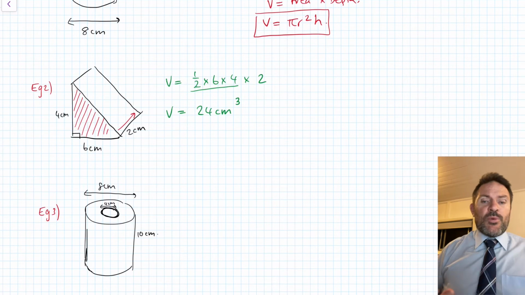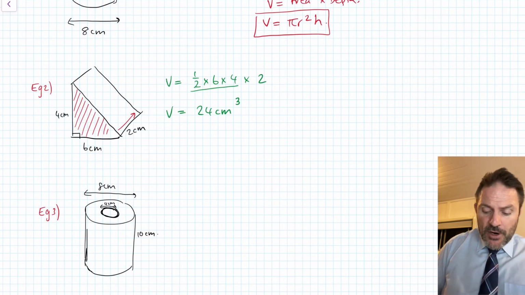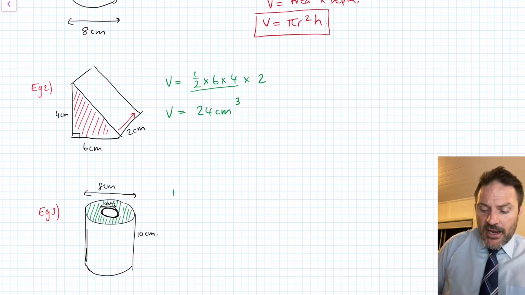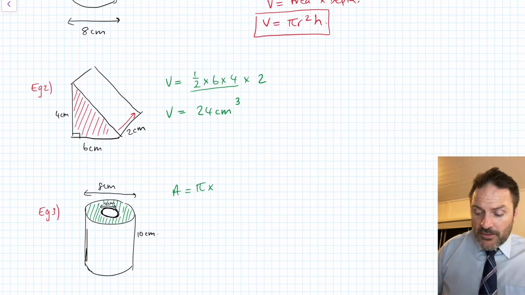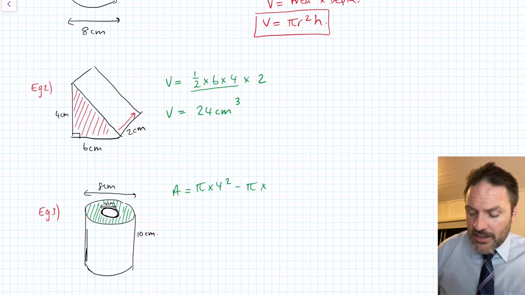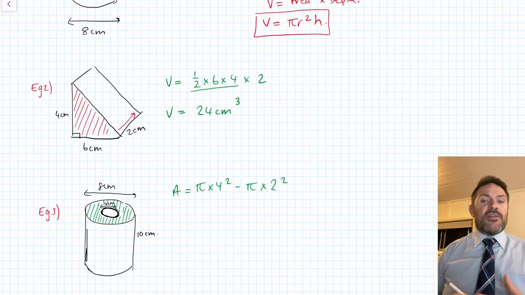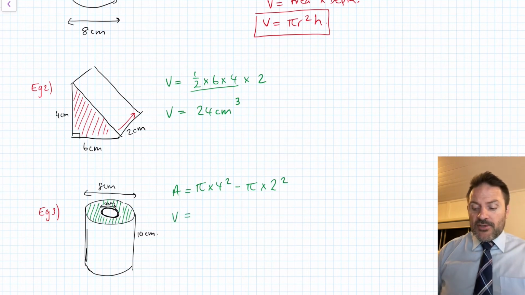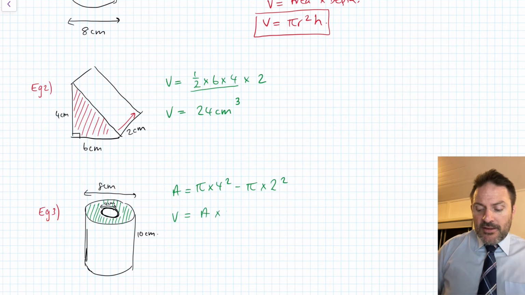So a couple of ways that we could do this. The first way is we could find the area of this cross section, this circle. We could do that by saying the area equals pi times the radius of the big circle, 4 squared, minus pi times the radius of the small circle. It's a 4, by the way, if you can't see that there. So it's 2 squared. That's what the area of the cross section is. And then, of course, to find the volume, we can times it by the 10.